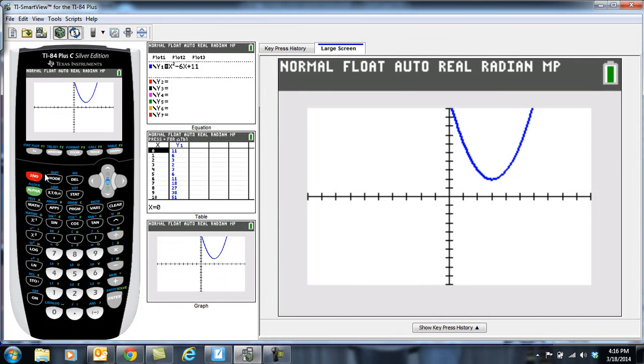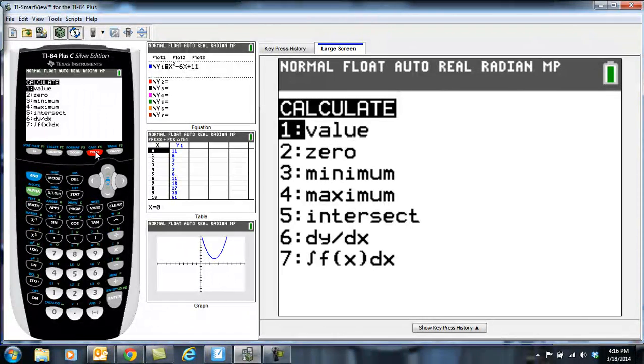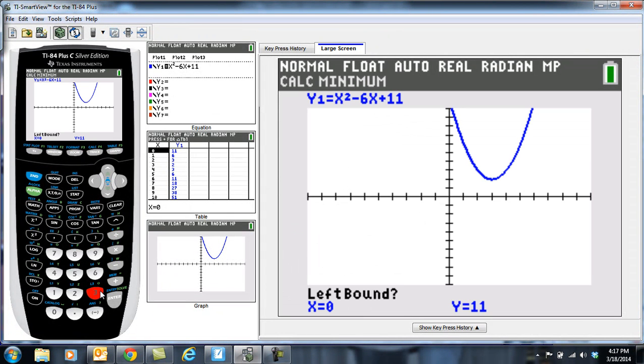So we're going to go to second and trace. That's our calculate menu. And there on the calculate menu you see option number 3 right here, it says minimum. By the way, the steps would be exactly the same if you wanted to find a maximum instead, but we want the minimum because it's the bottom. And so now we can't just go enter, enter, enter like we have done in the past. Now it's going to ask you some questions, and the first question it's going to ask you is for the left bound. What that means is, where is the left side of the vertex? That's what it's basically saying, okay?